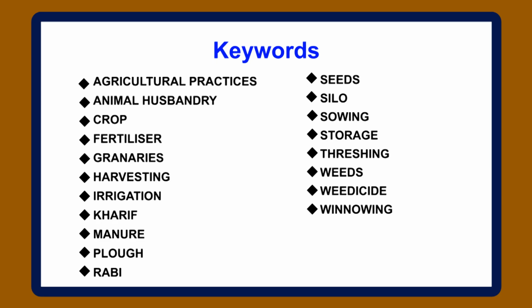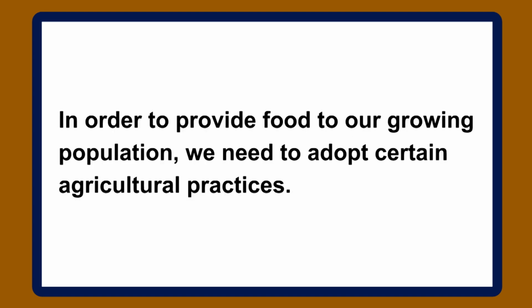Summary of the lesson. There are certain key words in this lesson like agricultural practice, animal husbandry, crop, fertilizer, granaries, harvesting, irrigation, kharif, manure, ploughing, rabi, seeds, silo, sowing, storage, thrashing, weeds, weedicide, winnowing. These are all the words. Actually, if you know the meaning of these words, you will know the entire lesson and the process more accurately and clearly. Now, today what we have learned can be summarized in this fashion.